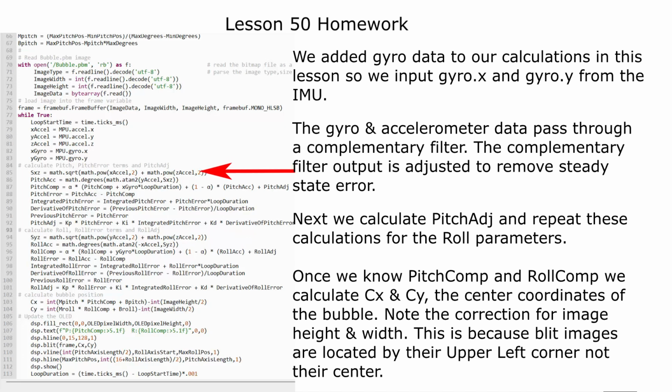The gyro and accelerometer data pass through a complementary filter. The complementary filter output is adjusted to remove steady-state error. Next, we calculate pitch adjust and repeat these calculations for the roll parameters. Once we know pitch comp and roll comp, we calculate Cx and Cy, the center coordinates of the bubble. Note the correction for image height and width. This is because blit images are located by their upper left corner, not their center.